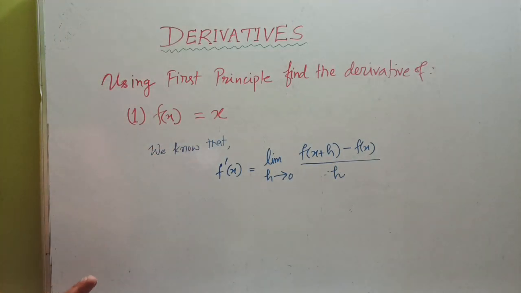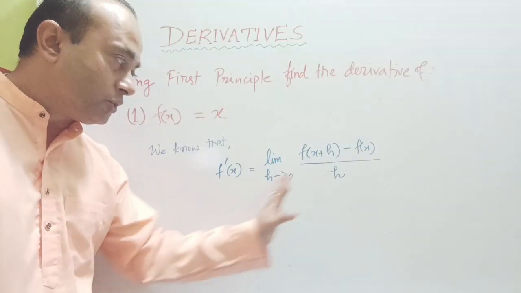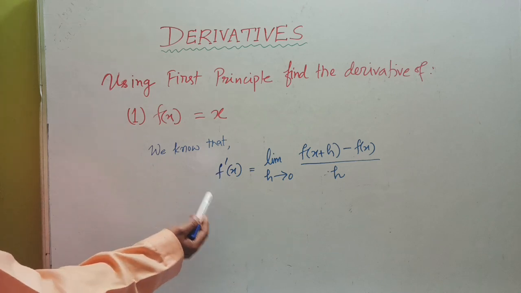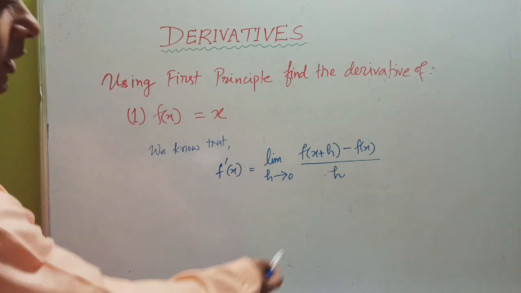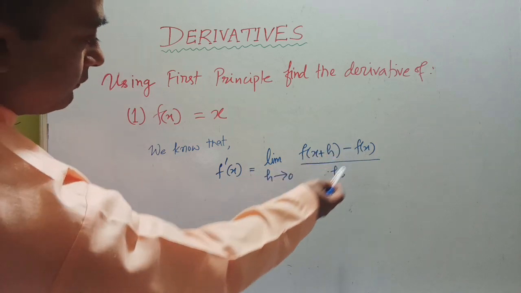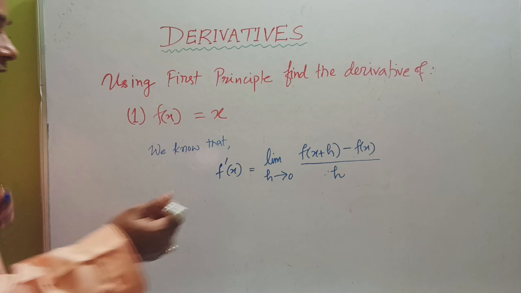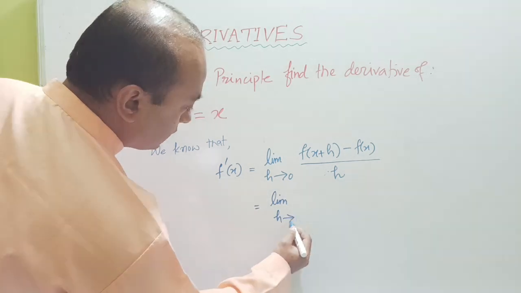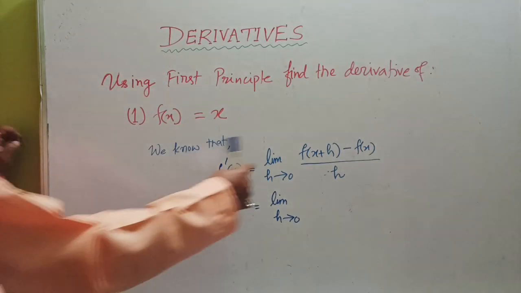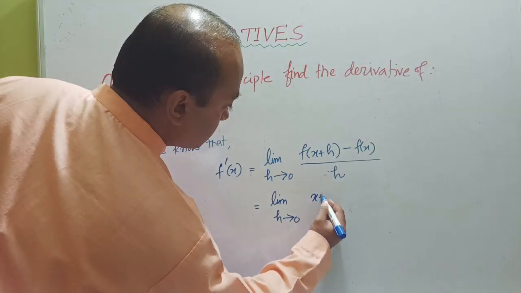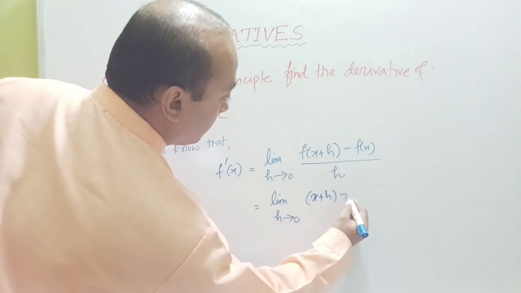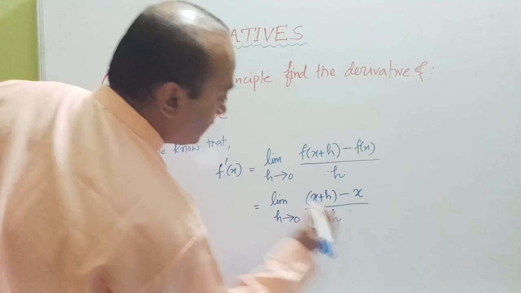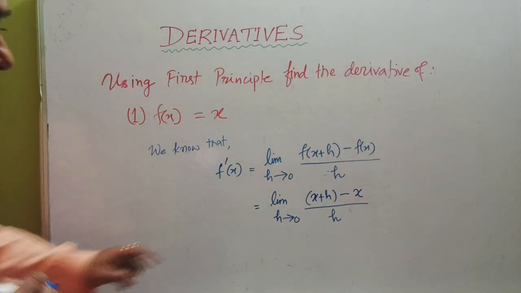We know that, and after writing 'we know that', we should write down the first principle formula: f dash x equal to limit of h tends to 0, f of x plus h minus f of x, divided by h. Now we have to put in the values. Limit of h tends to 0, f of x plus h, this value will be x plus h, minus f of x, whose value is x, the entire thing divided by h. I hope you understand this part.